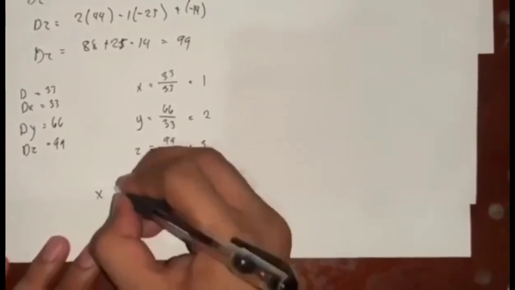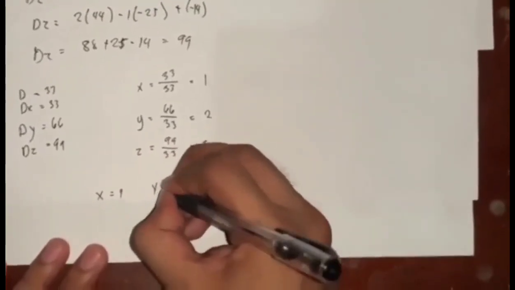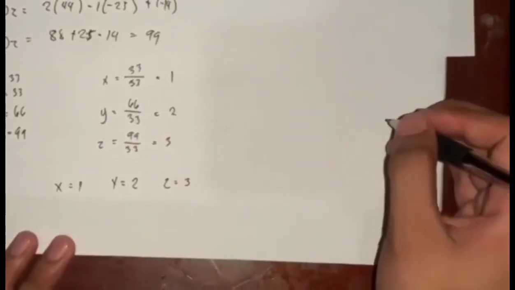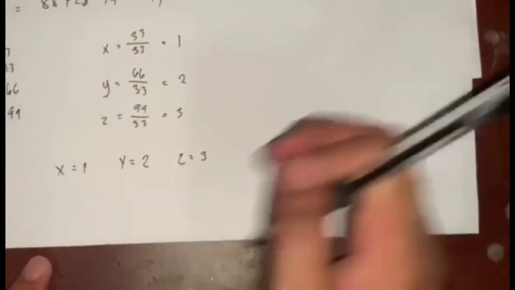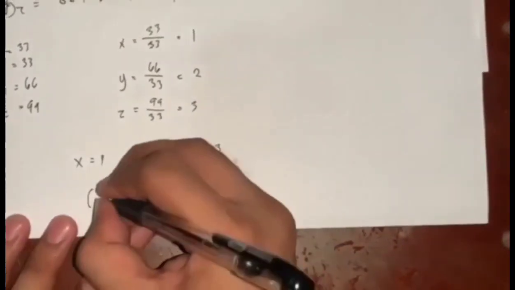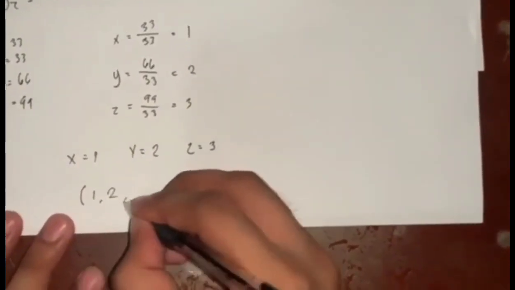And now we have the value of x is equal to 1, y is equal to 2, z is equal to 3. And this is the answer: x is 1, y is 2, and z is 3.